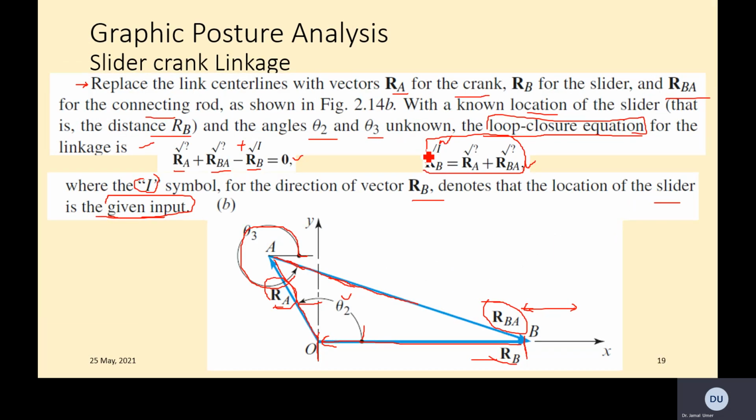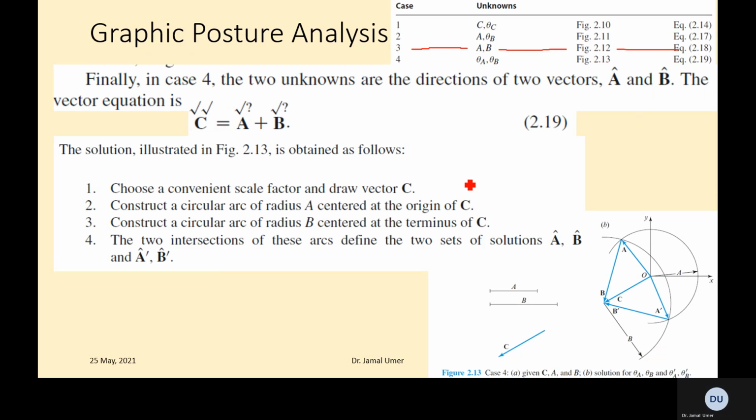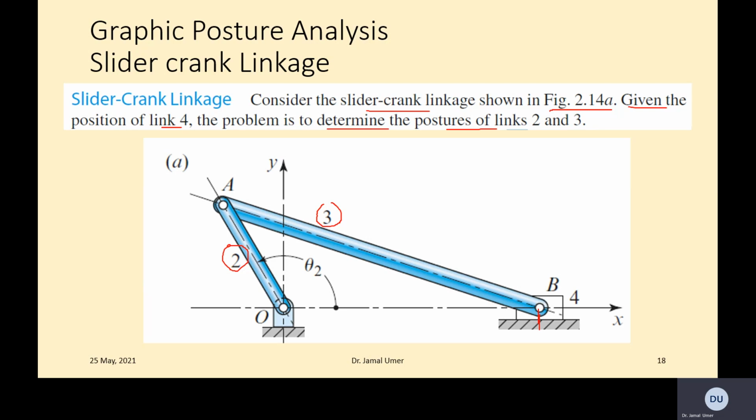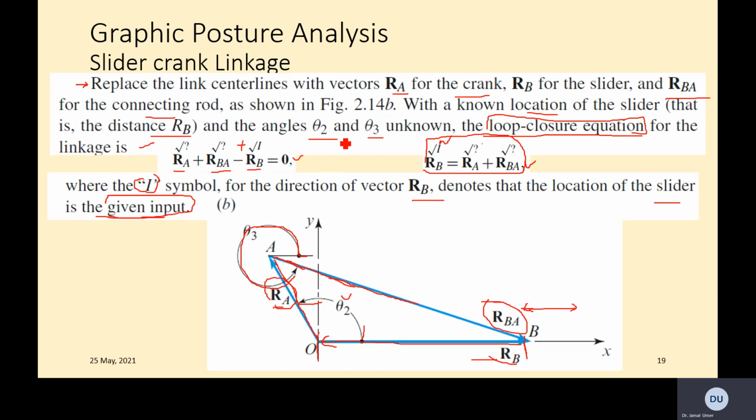So that's why if you look back, sorry, so this is case 4 basically. So case 4 is theta A and theta B. So two angles are unknown, right? So that's the possible. So what you do, basically you know the length.